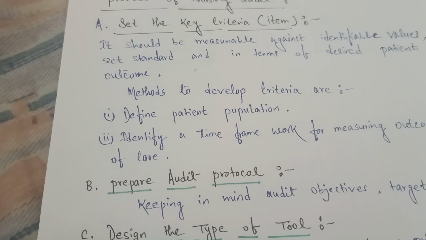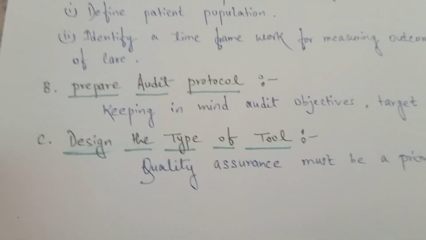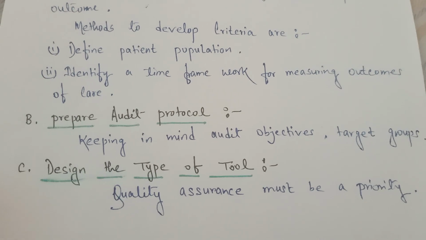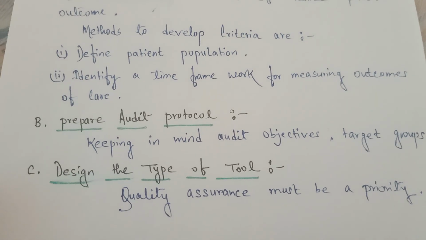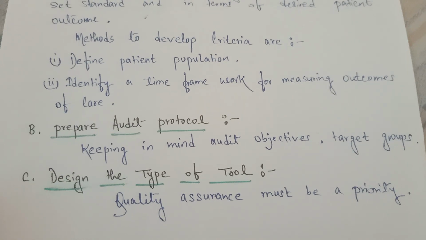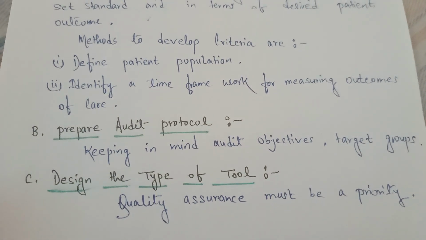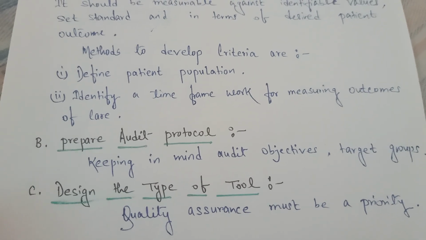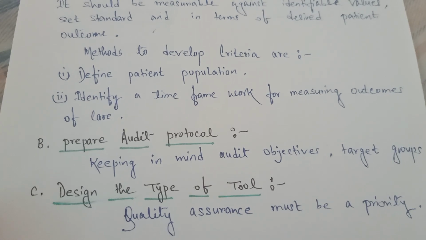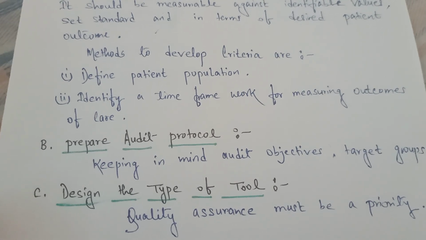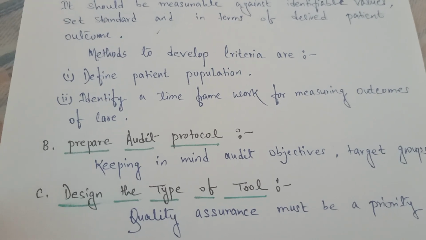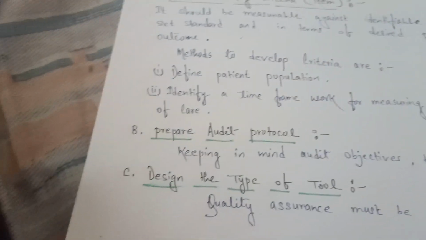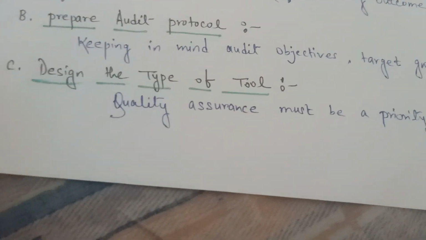These are also important. And about prepare audit protocol, that is also most important, because we have to keep in mind audit objectives, target groups, methods of information gathering, like asking, observing, checking records, criterion for measuring, identifying the time framework for measuring outcome of care, identify commonly recurring nursing problems, state acceptable degree of goal achievement. Those are important for preparing audit protocol. And the third one is design the type of tool.